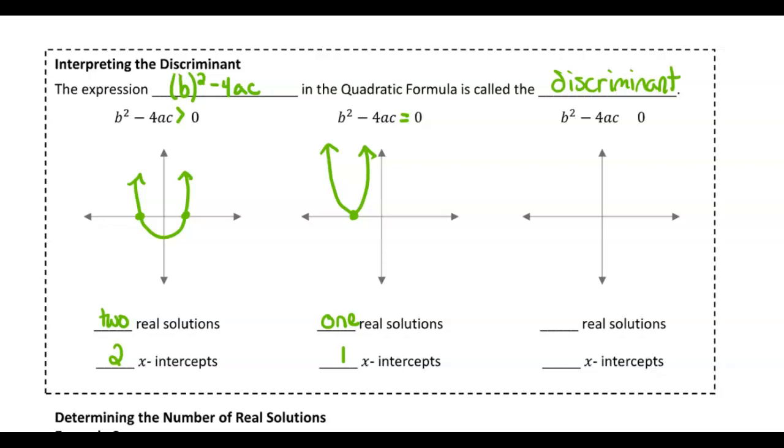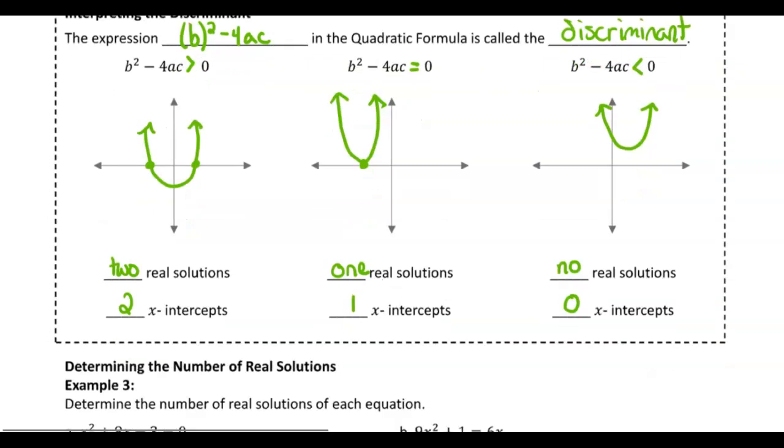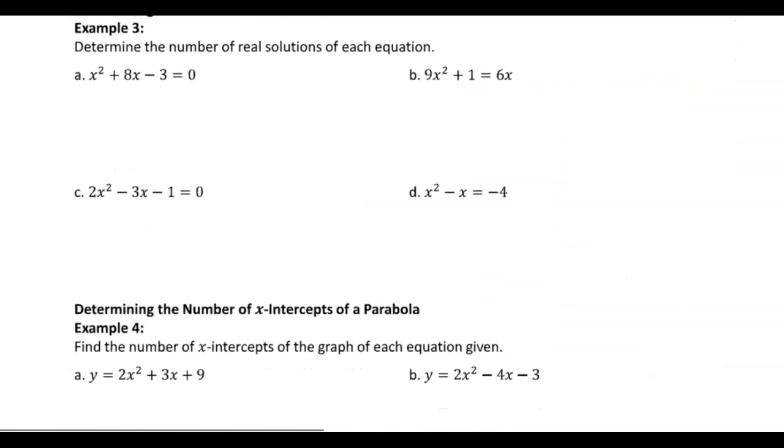And then if the discriminant is less than 0, meaning a negative number, then it has no real solutions, which means it has 0 x-intercepts. So it can open up or down, but it will not cross the x-axis. Even if you extended this one on forever, it would not cross the x-axis.